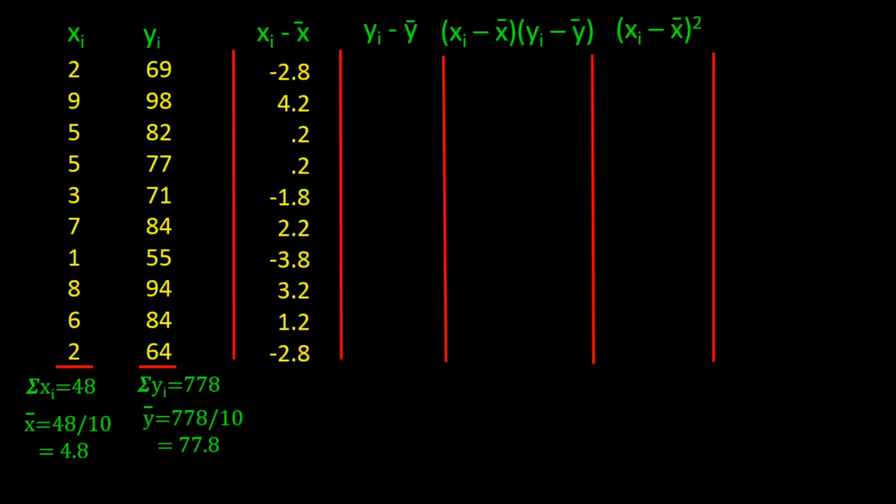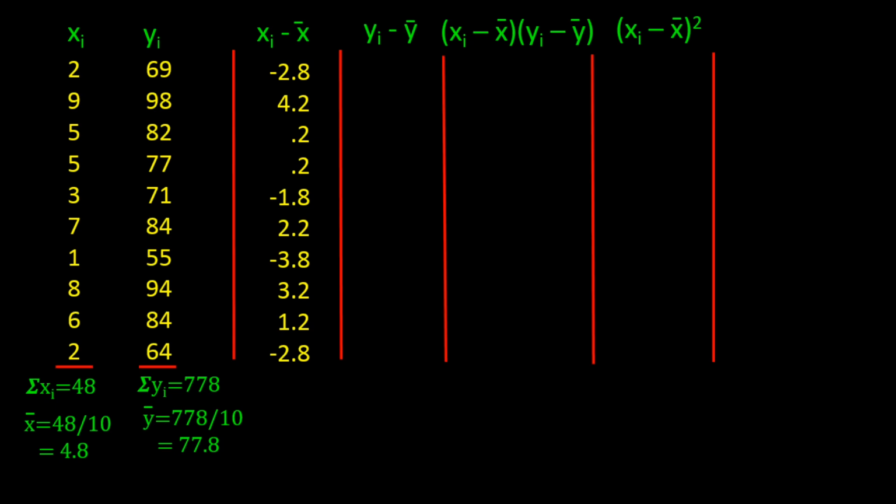Look at the column header, and you can see the column header says x sub i minus x bar. So that's what we just did. X sub 1 is a 2, and x bar is 4.8. For the next number, we get 4.2 by subtracting x bar from the next x sub i. So we get 9 minus 4.8, and that gives us 4.2, and so on down the whole column.